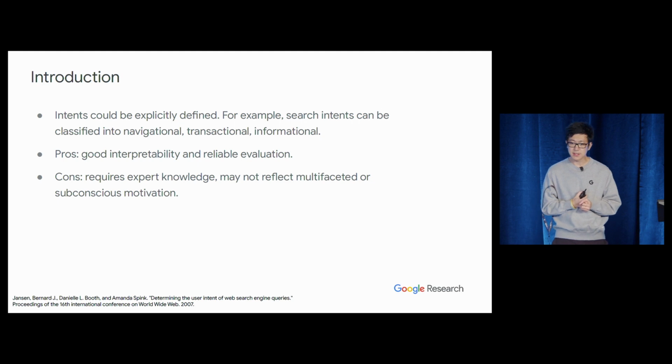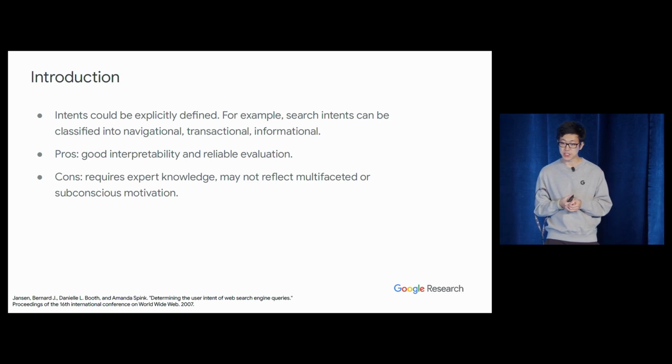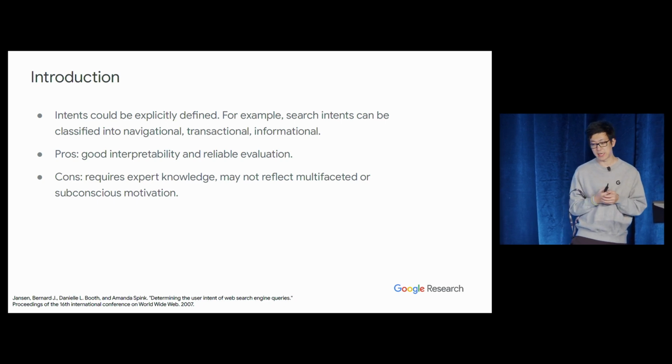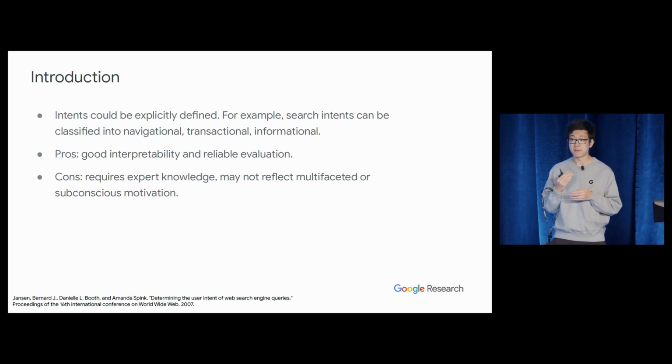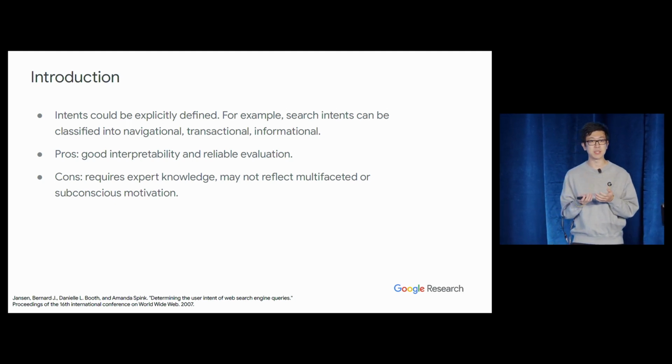In the existing literature, intents could be explicitly defined. For example, in the search literature, people have been classifying search intents into 3 categories: navigational, transactional, and informational intents. We can do something similar here to capture user intent in the recommender system setup. Essentially, we make this a supervised learning task by defining different sets of user intents. One advantage of this approach is that it has very good interpretability, because it's a supervised model and we know exactly what the model is predicting.